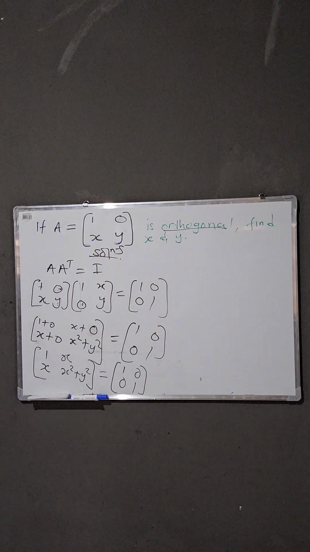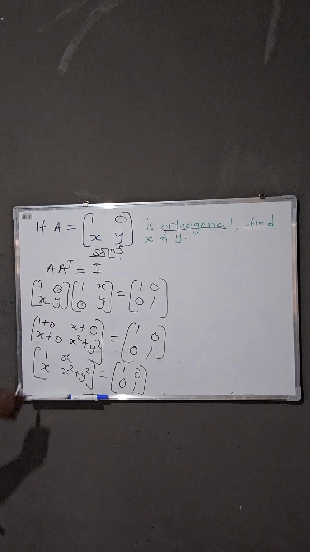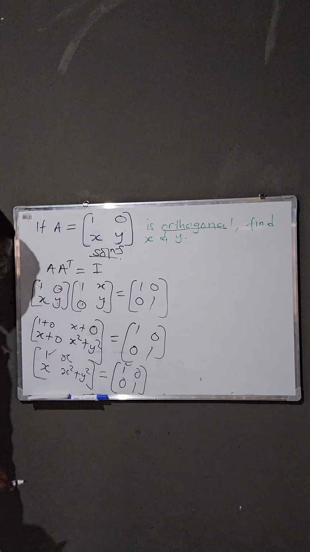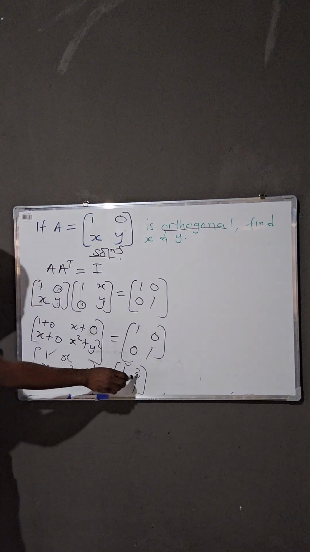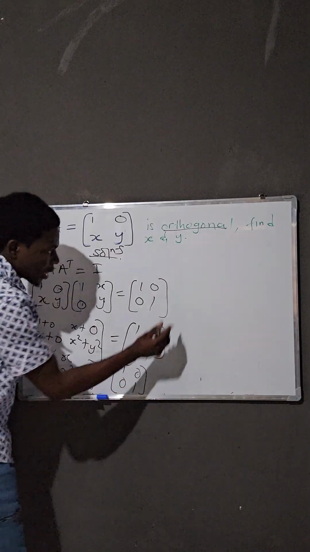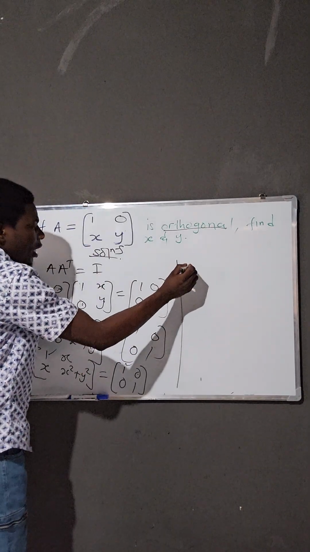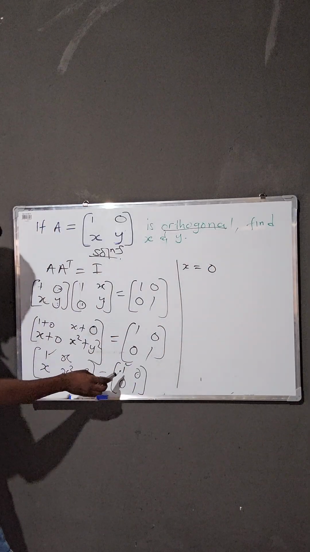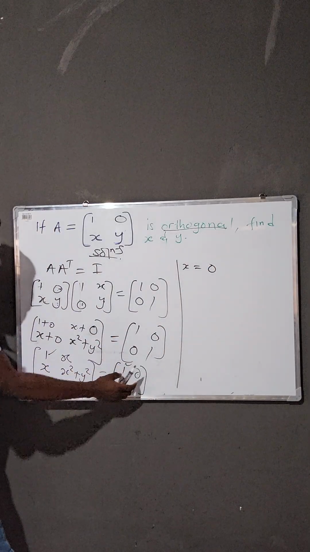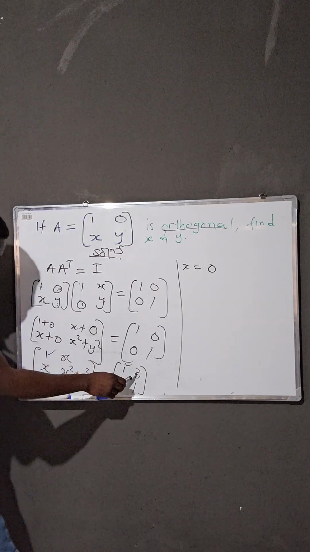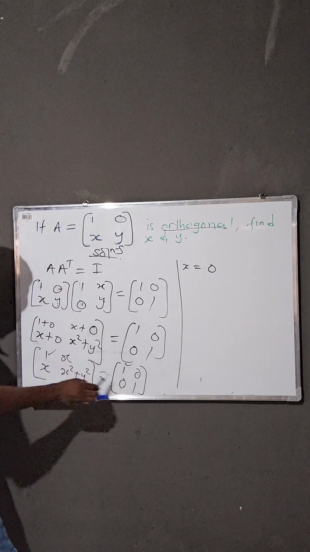Now, after you've reached this stage, what we're supposed to do is to equate them. So here you've seen that 1 is equal to 1, which is correct, and then x will be equal to 0. So you can say, therefore, our x is 0, because this is in correspondence with the corresponding element in this other matrix. So this will be equal to that, this will be equal to that, and this will be equal to that.